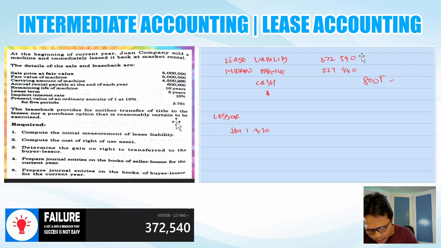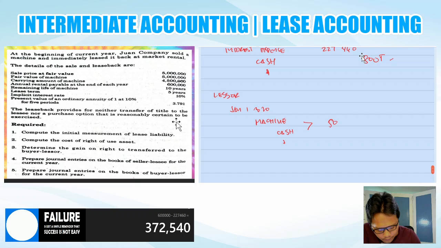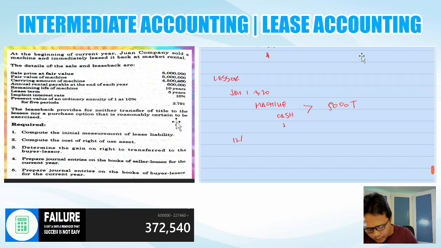January 1, 2020, in the books of the lessor, we will debit machine. Recognize first the purchase of the machine, then credit cash at fair value of 5 million. Okay? Then on 12/31, 2020, normal recognition of rent income.